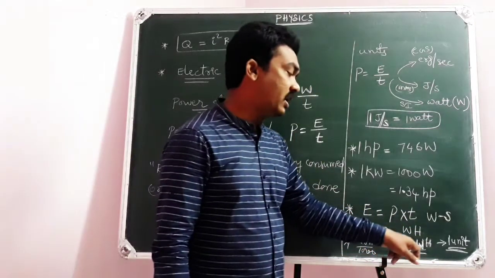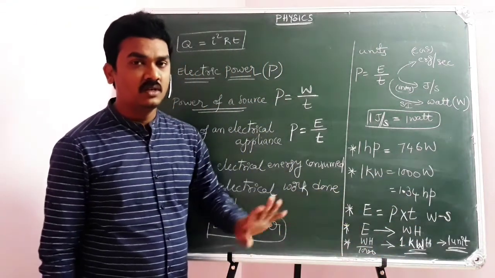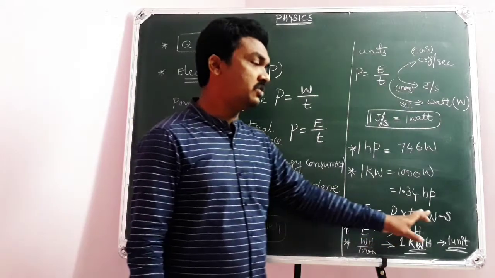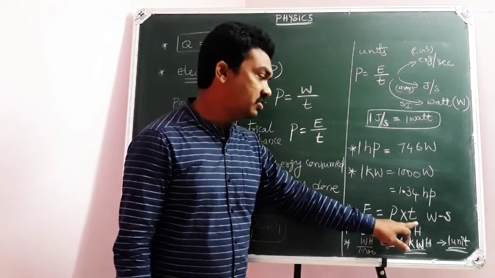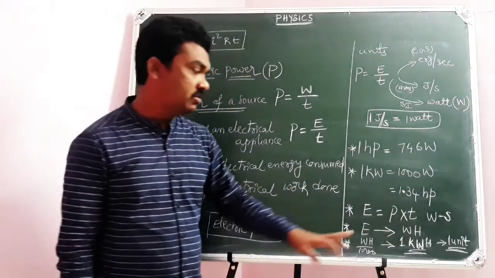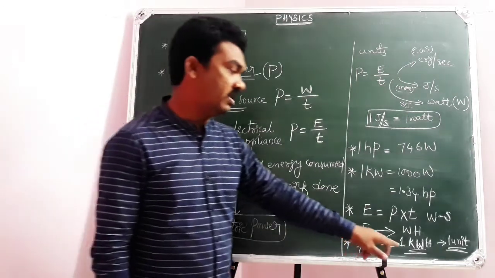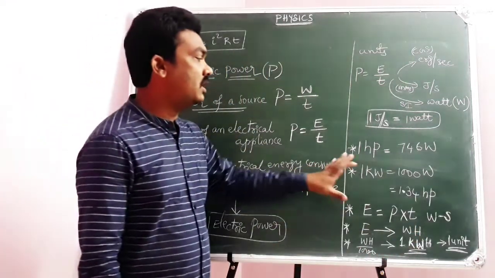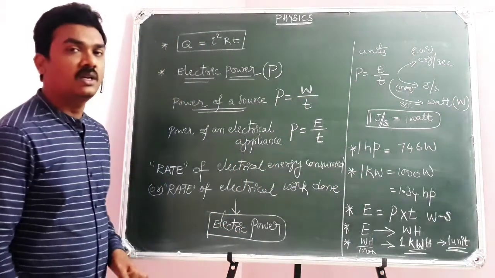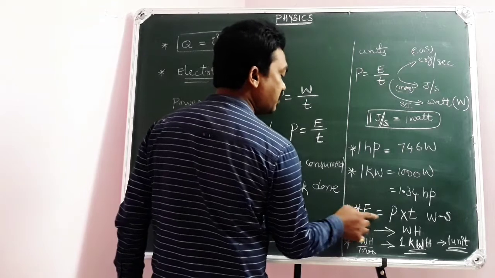Remember, kilowatt hour is the unit of measuring electrical energy, whose formula is power into time. Power will be substituted in watt, time will be substituted in hours. Then I get it in watt hour. If I divide by 1000, then I will get it in terms of kilowatt hour. So this is a little more explanation regarding the concept of electrical energy consumption.